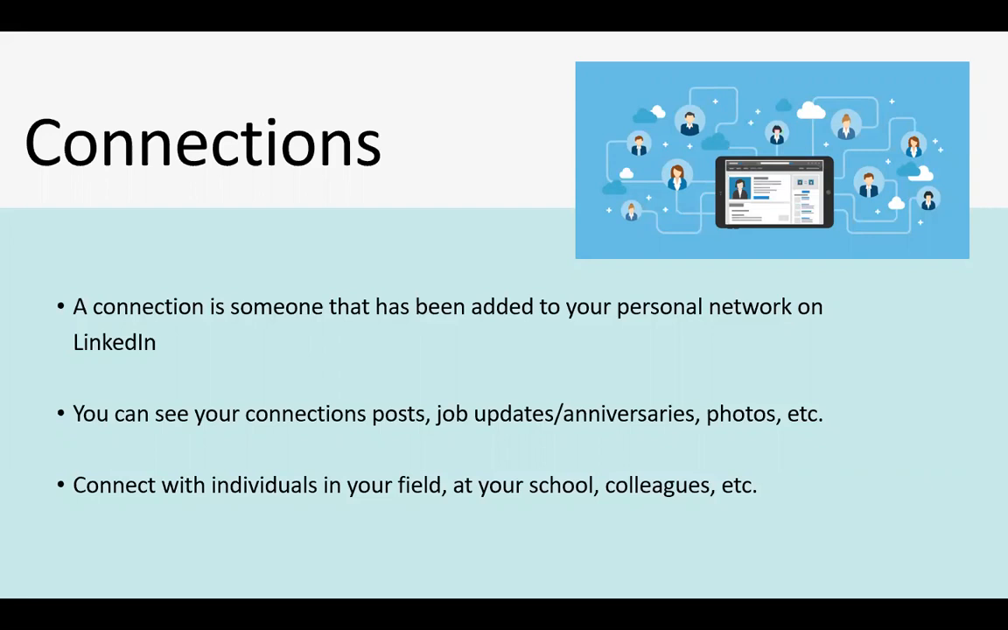But you can see your connections post job updates, anniversaries, and photos on LinkedIn, and they can see all of your information as well. So if you are sharing information to a status or they're sharing information to a status, both of you will be able to see what the other individual posts. And it allows you to see their job updates and anniversaries and help celebrate a work anniversary, or if they have received a new position, and allows you to really congratulate them on the work that they are continuing to do.